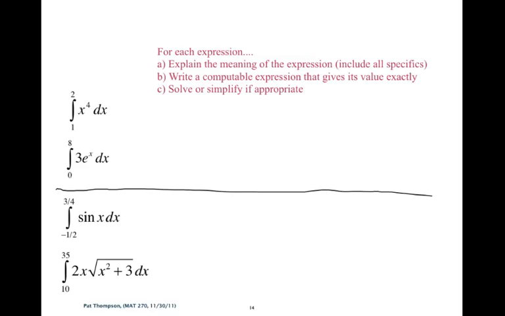Okay, any volunteers, let's go to the second one. That's the integral from 0 to 8 of 3e to the x dx. What is the meaning of that in a sentence, including all the details? Yes, ma'am? The whole thing is the rate of change. Okay, so one of the details is that 3e to the x is a rate of change function. So she's pointing out that 3e to the x is a rate of change function. Okay? That's part of it.